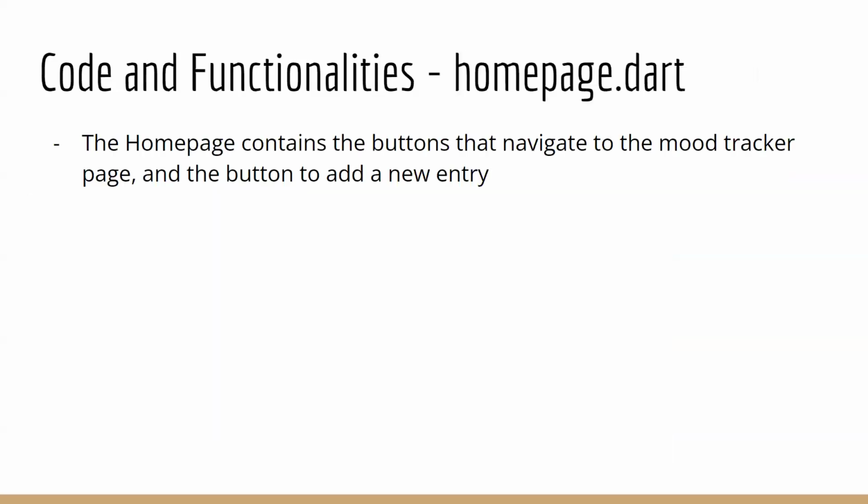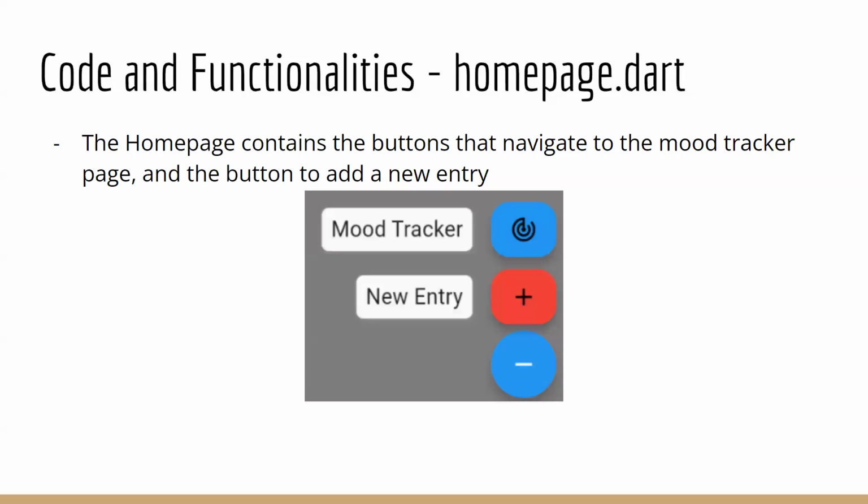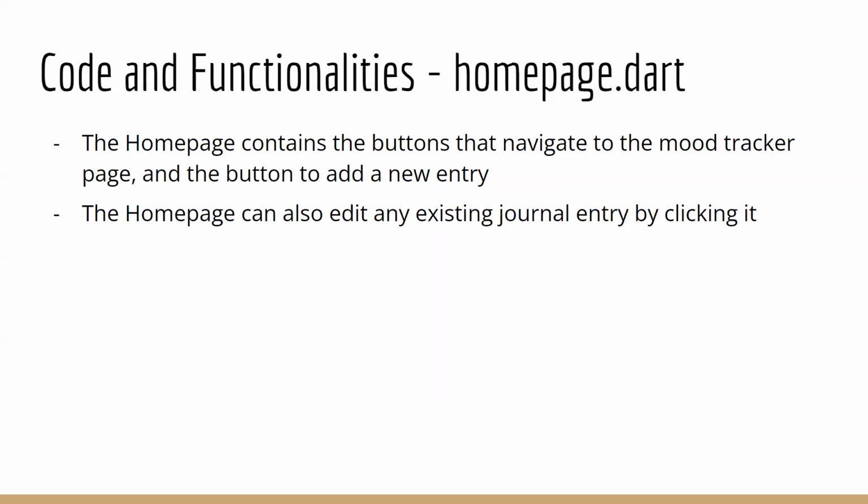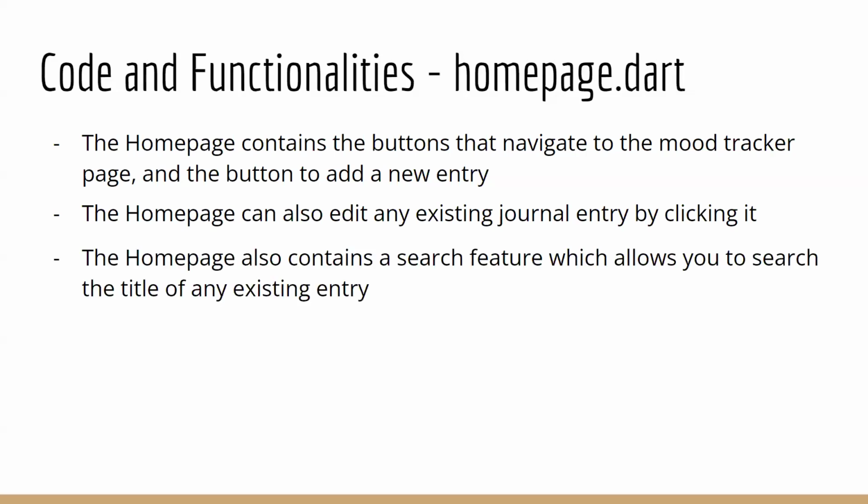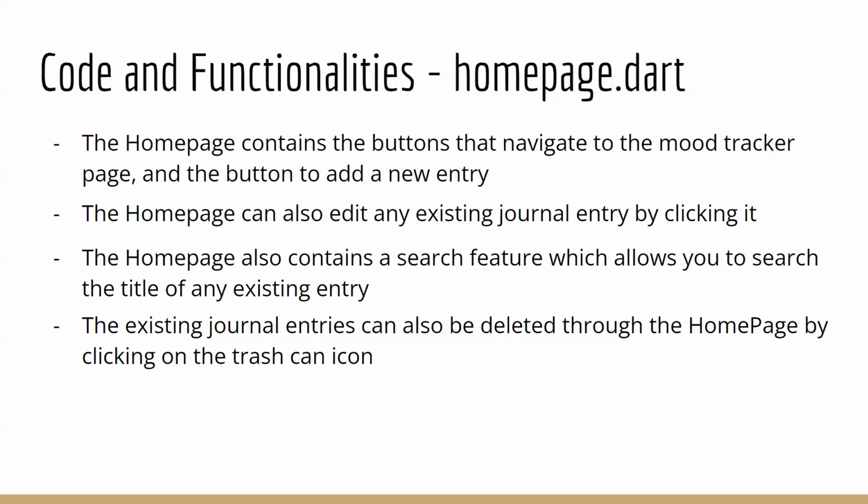The homepage.dart file, so this is where the main app takes place, I guess. The homepage contains the buttons that navigate to the mood tracker page and the button to add a new entry, which looks like this. The homepage also edits any existing journal entry simply by clicking it. The homepage also contains a search feature, which allows you to search the title of any existing entry, and it looks like this. And then the existing journal entries can also be deleted through the homepage by clicking on the trash can icon shown as follows.